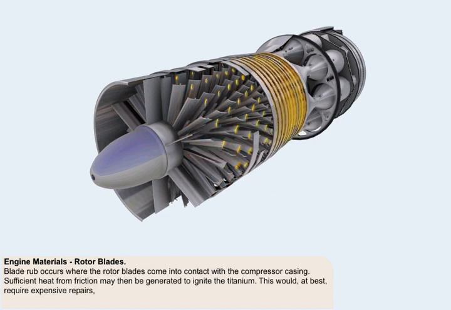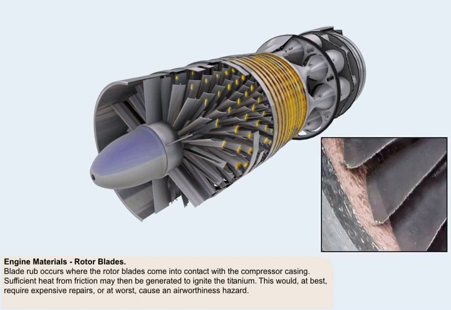Another problem which may occur is that of blade rub, where the rotor blades come into contact with the compressor casing. If blade rub becomes excessive, which might occur through mechanical failure, sufficient heat from friction would then be generated to ignite the titanium. This would, at best, require expensive repairs, or at worst, cause an airworthiness hazard.